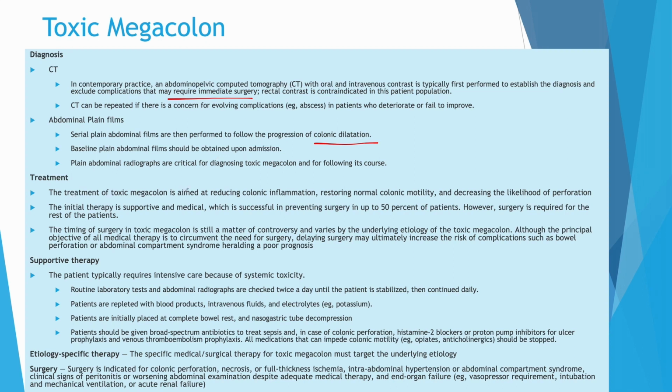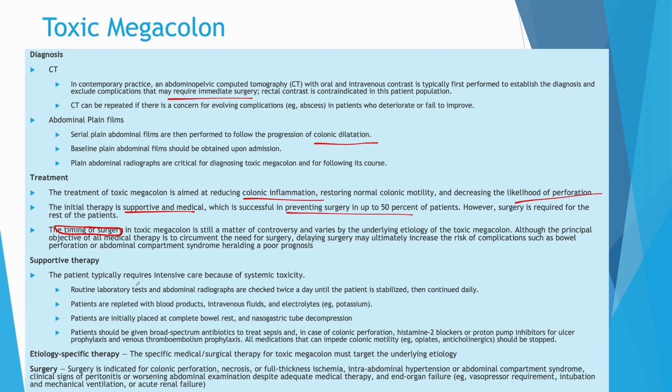Treatment. We've got to get down the inflammation. We've got to figure out what the cause is of the toxic megacolon. Essentially what it is is a lack of motility and tone within the colon. It just kind of balloons up. We want to decrease the likelihood of perforation. Management is supportive and medical, and then surgery about 50-50. There's still some controversy regarding the timing of surgery, like when to elect to do surgery.